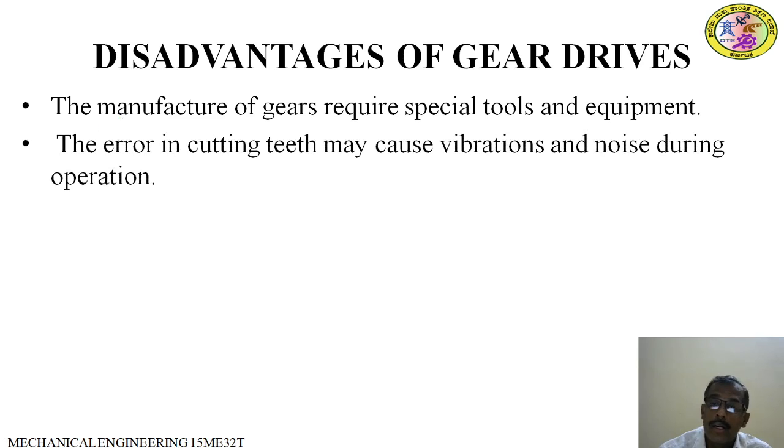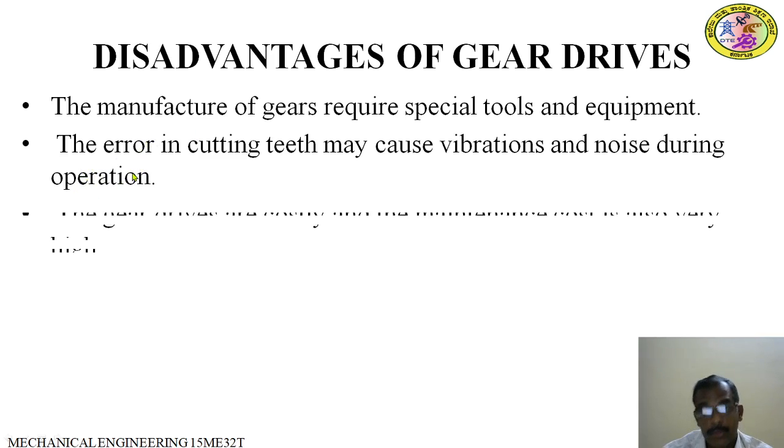The error in cutting teeth may cause vibration and noise during operation. If I am cutting teeth over the disc and some error occurs, that will cause vibration when it is in operation. A slight error will produce vibration. That is the disadvantage. This can be largely overcome with the help of CNC machines. Nowadays, gears are manufactured on CNC machines.